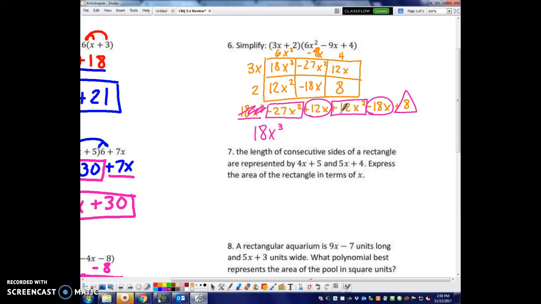Next, negative 27 plus 12. It's negative 15, so minus 15x squared. Don't forget about your exponents. Okay, now combining the x families, 12 minus 18, because we're combining 12 and negative 18, so 12 minus 18 is negative 6x, and then plus 8.